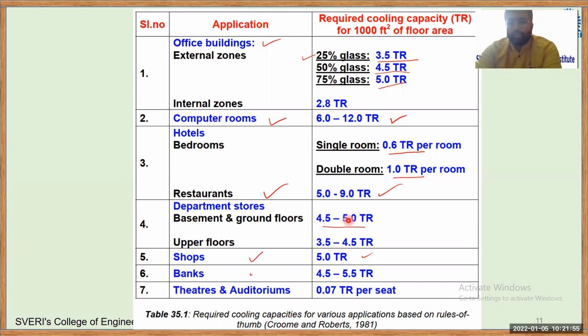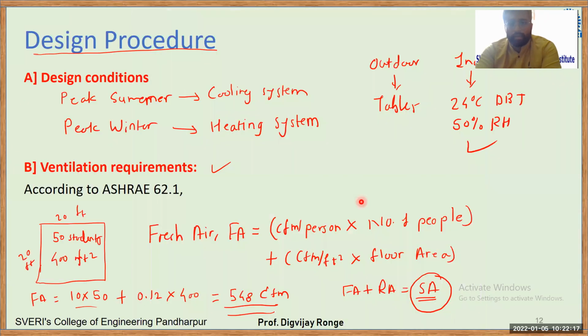So if you are designing a system this way, no problem, you will get air conditioning. But in that case, you have to expend a larger amount of cost and energy, because the actual amount may be less than this. So in that case, your loss will be there, right? You have to unnecessarily provide extra air conditioning or refrigeration.